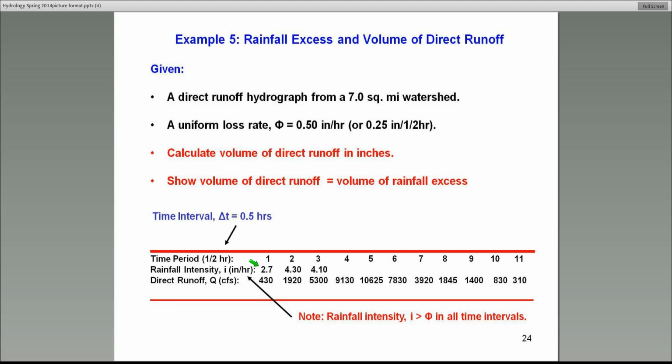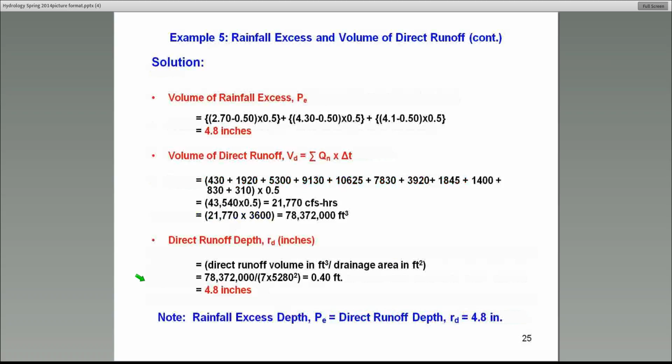It can happen, usually at the beginning or at the end of a storm, because that's when the rainfall intensity drops and can drop below the phi index value. But in this example, I've set the phi index lower than all the I values just to show you, not to confuse things. So on the next slide, I'll show you how to calculate rainfall excess. I'll also show you how to calculate direct runoff volume from this hydrograph, those two computations.